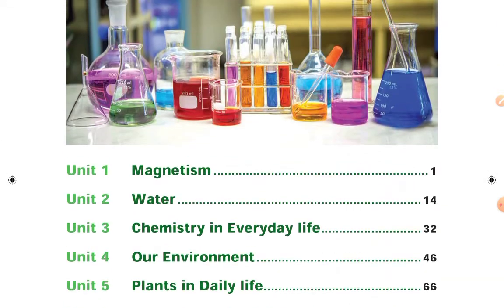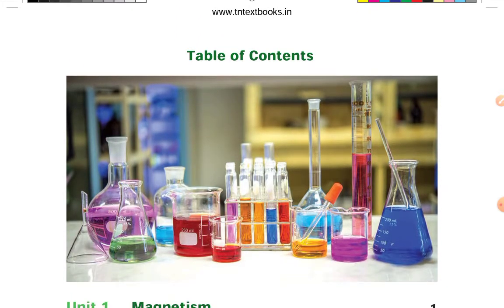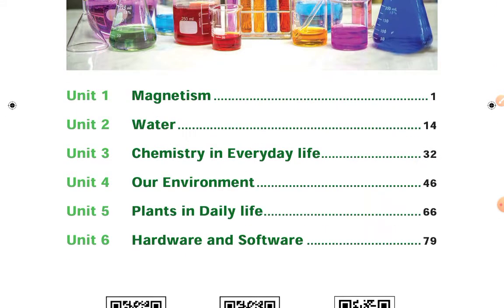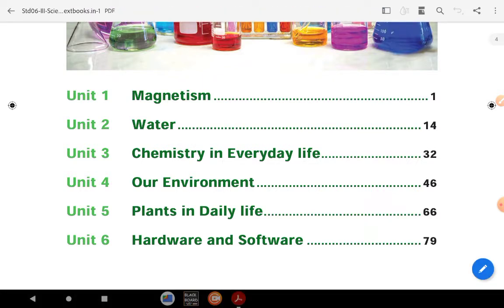Let's start with the table of contents. This is a new textbook you have for the third term, and what are the lessons given to you? There are about 6 units given. The first one is magnetism, and the second one is water. Then you have chemistry in everyday life, and then our environment. And then you have plants in daily life, and then hardware and software.